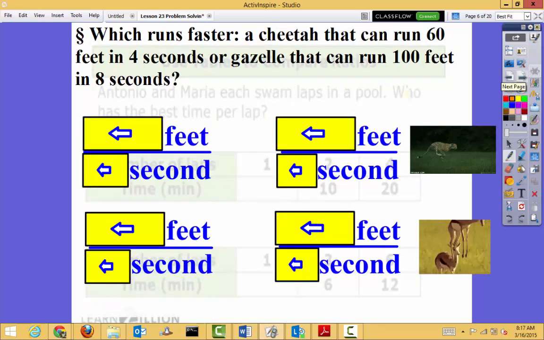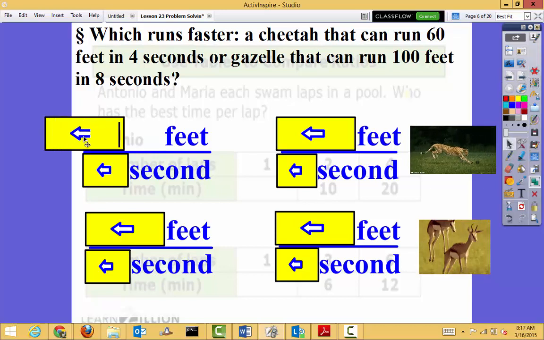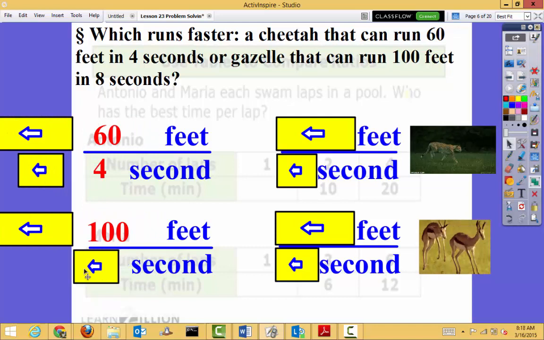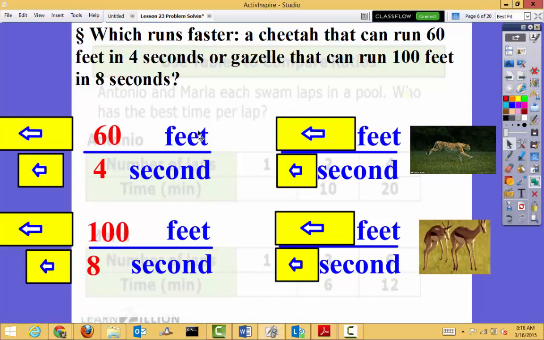Okay, let's look at this next example. Which runs faster? A cheetah that can run 60 feet in 4 seconds, or a gazelle that can run 100 feet in 8 seconds? Well, I'm going to start out like this. I'm going to just find the ratios first that they're giving me in the problem. So here I see that 60 and 4 is right here with their labels. That 100 and 8 is right here.